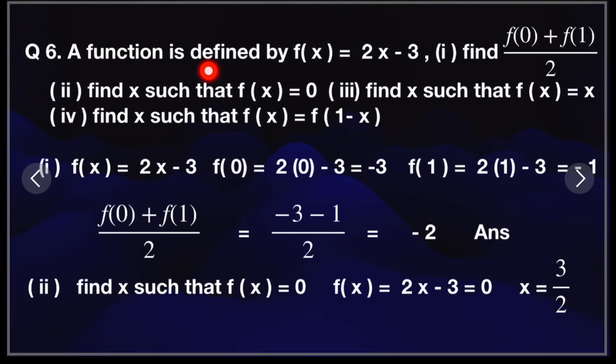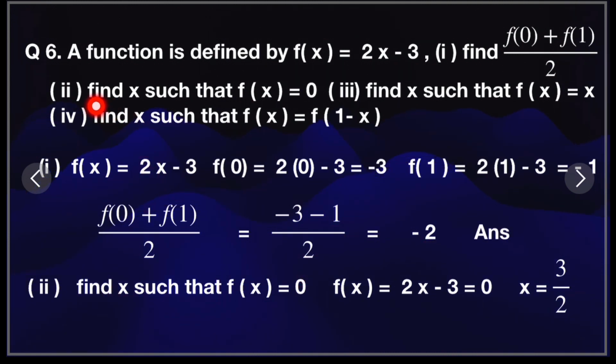Question 6. A function is defined by f(x) is equal to 2x minus 3. Find this. So the value f(x) is this. So what is f(0)? Put x is equal to 0. You will get minus 3. f(1) is put value of x 1 here. You will get minus 1. Now substitute f(0) and f(1) here in this expression. So minus 3 minus 1 upon 2, that is equal to minus 2.